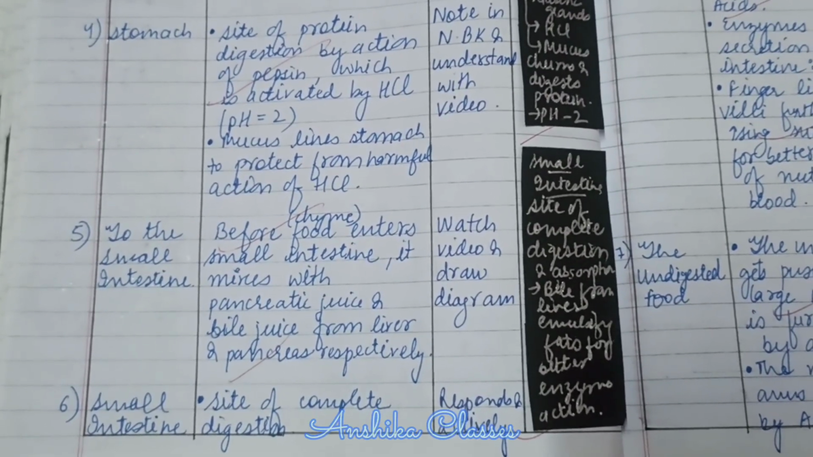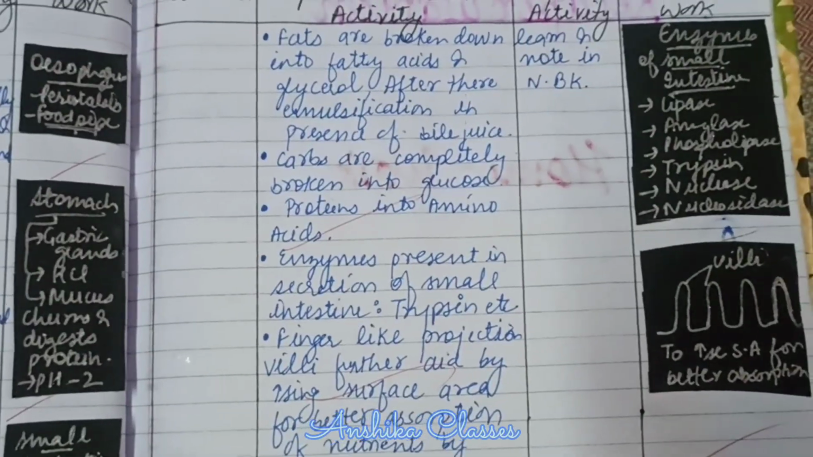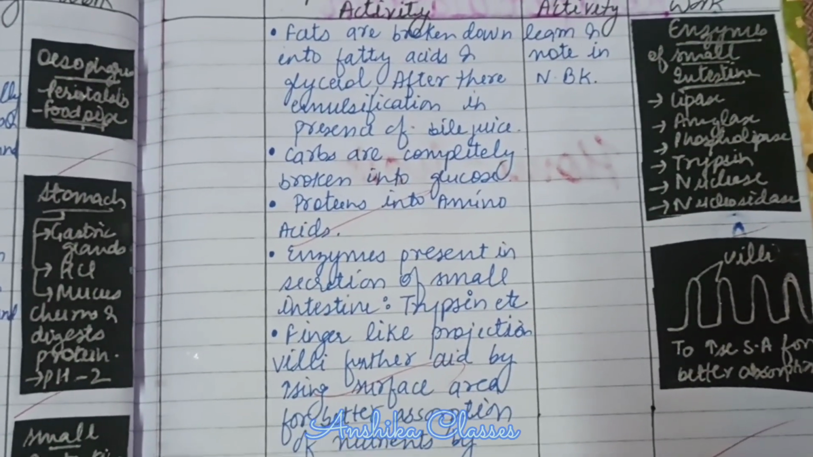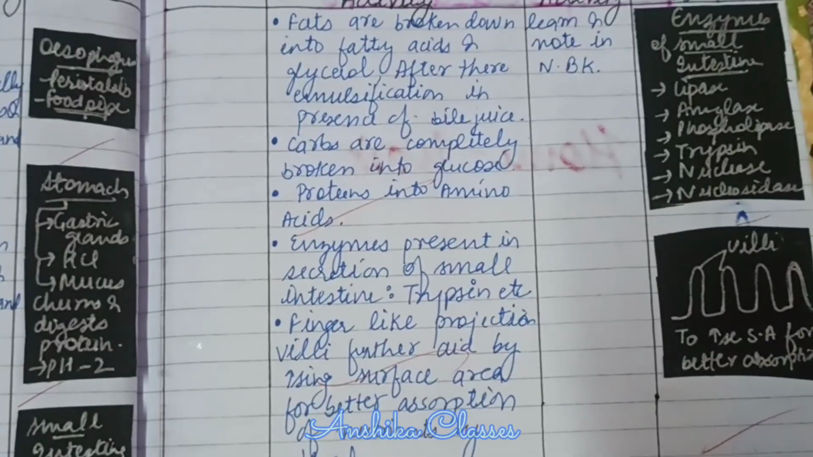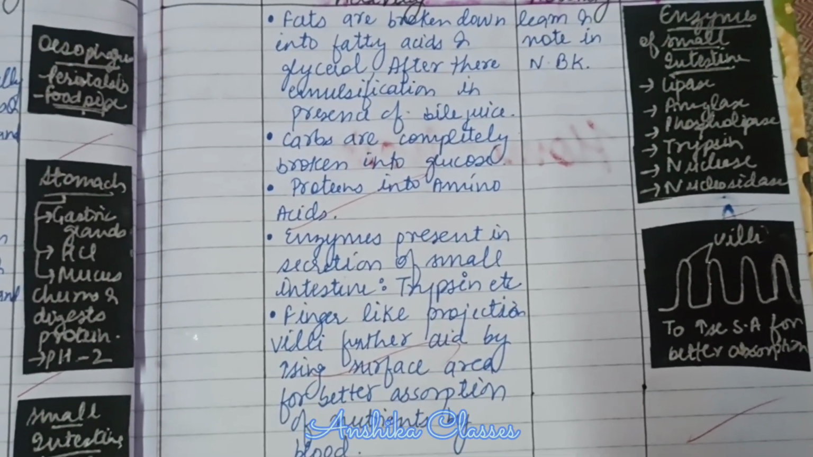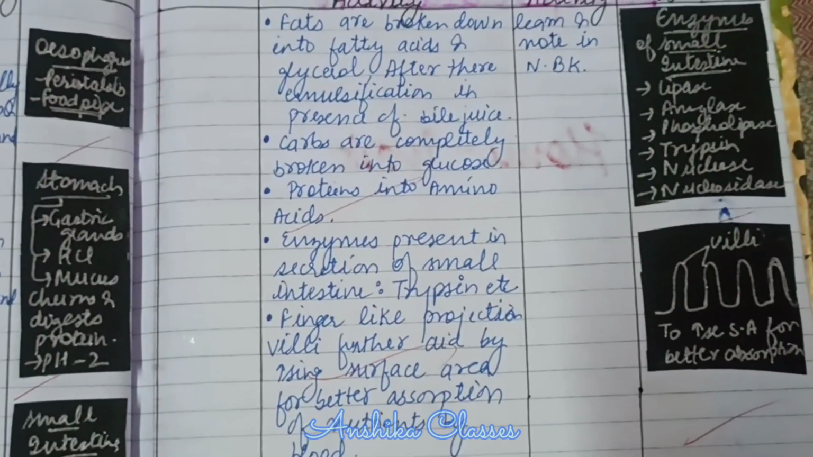Bile from liver helps in the emulsification of fat. Fats are broken into fatty acid and glycerol after their emulsification in the presence of bile juice. Carbs are converted into glucose and protein into amino acids. Enzymes in small intestine, called trypsin, etc.